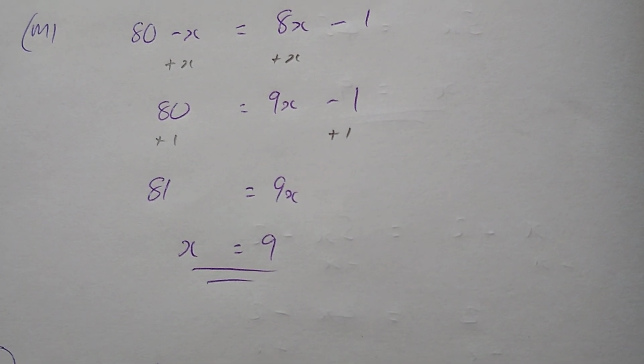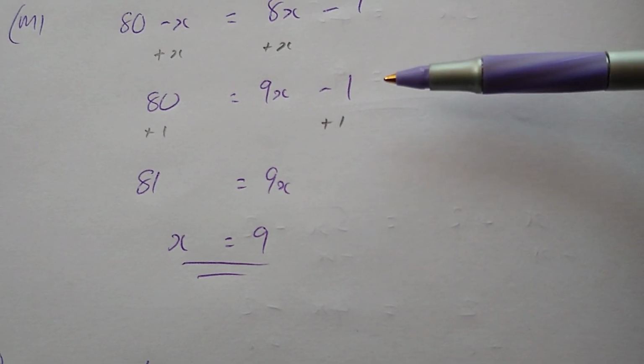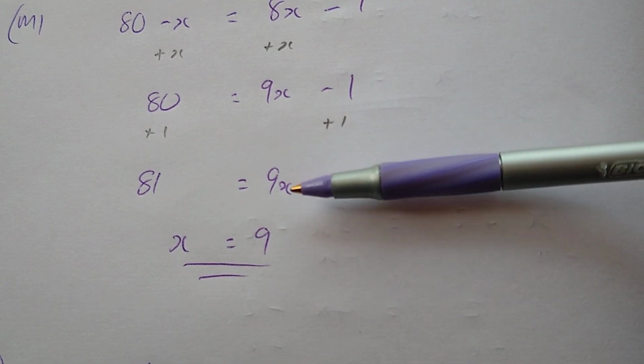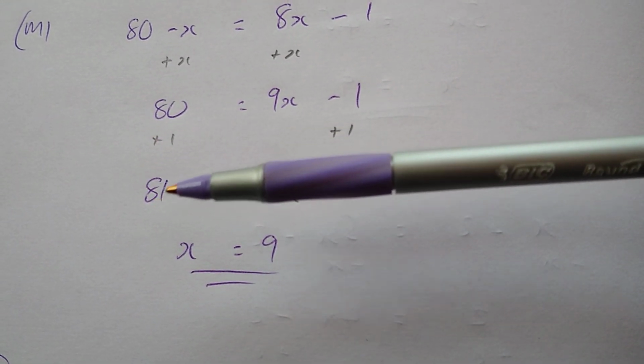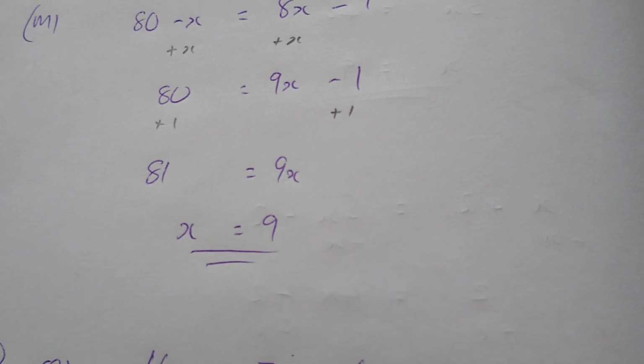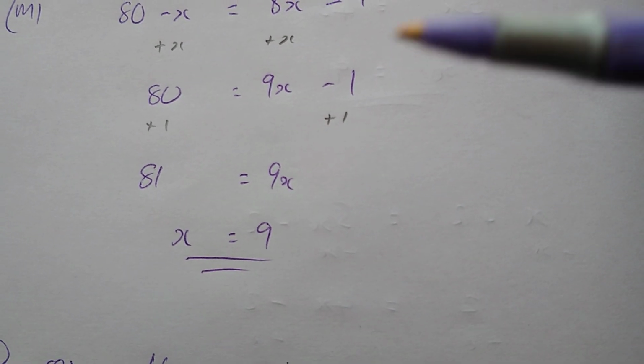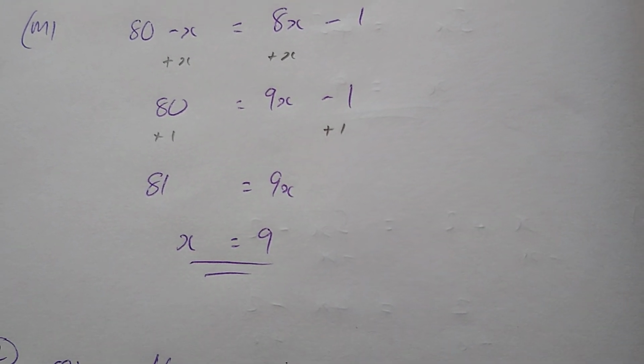Then add 1 to both sides. Minus 1 plus 1, 0. So left with 9x. 80 plus 1, 81. So 9x equals 81. Divide both sides by 9. And we end up with x equals 9.